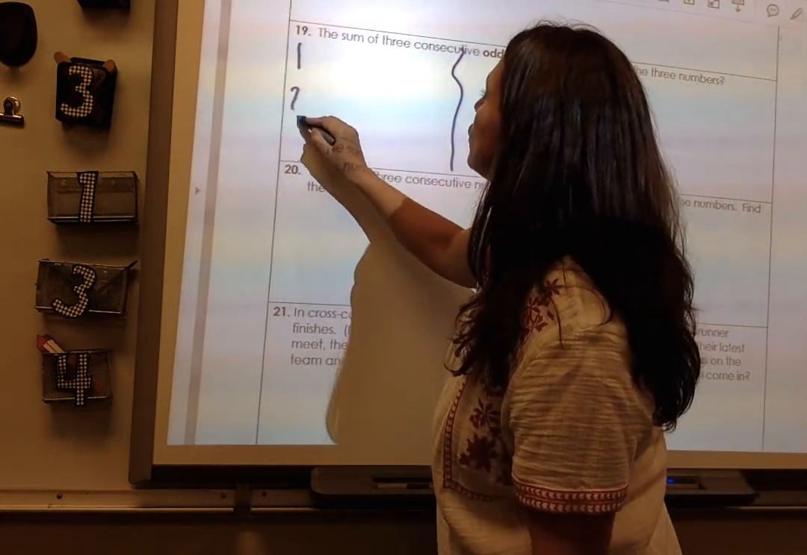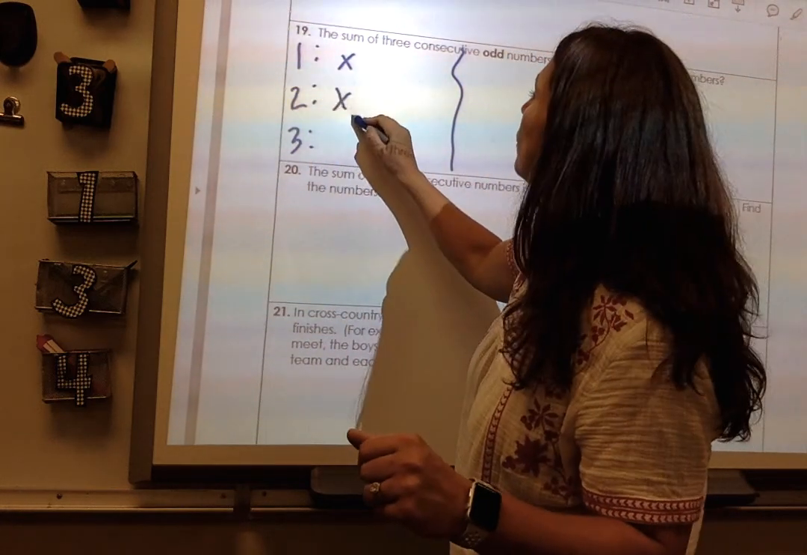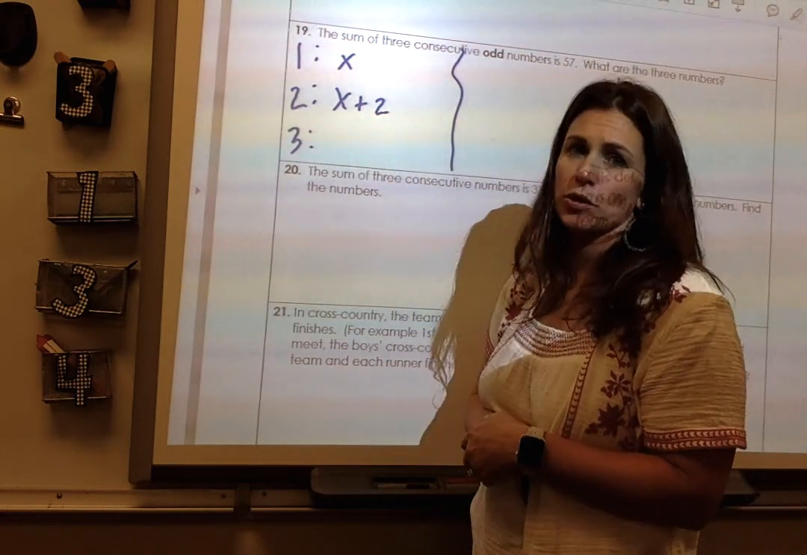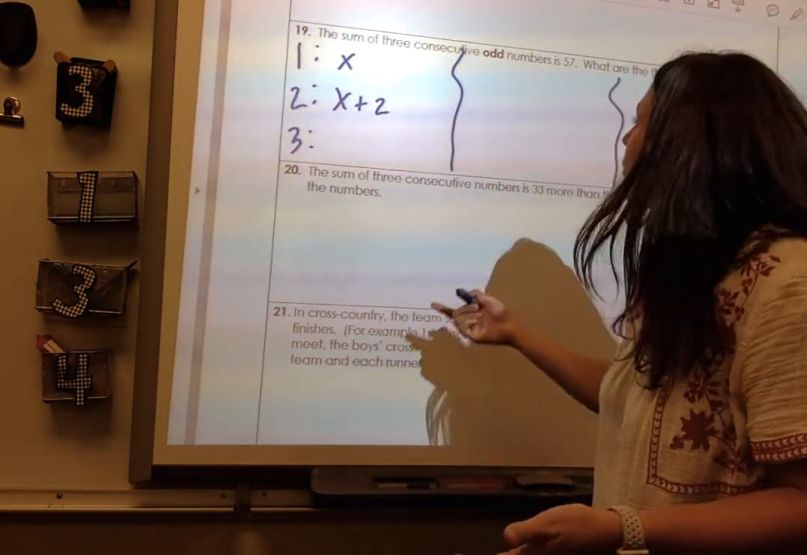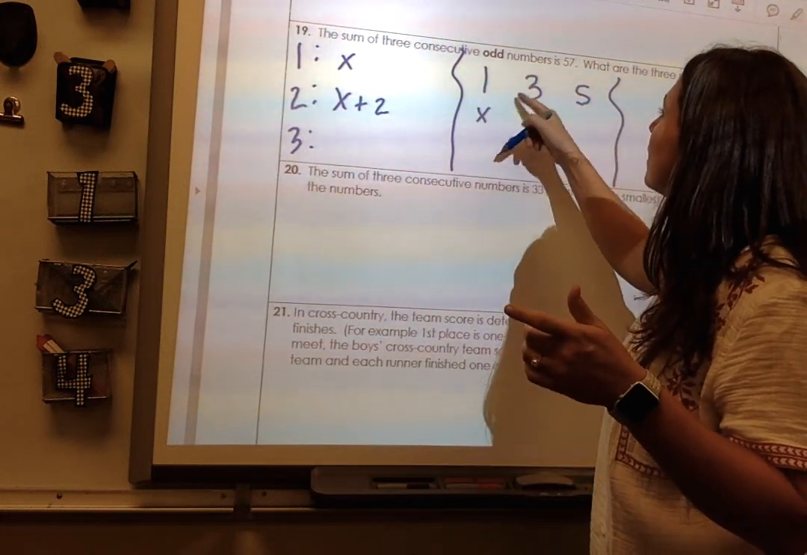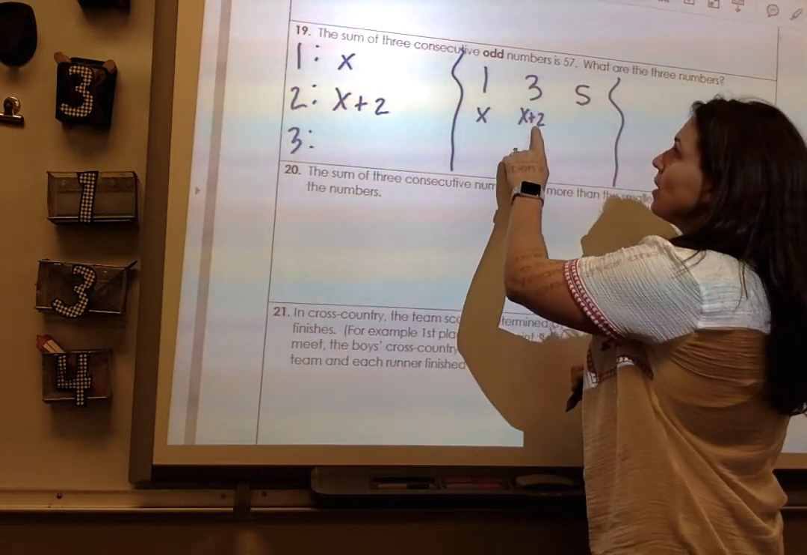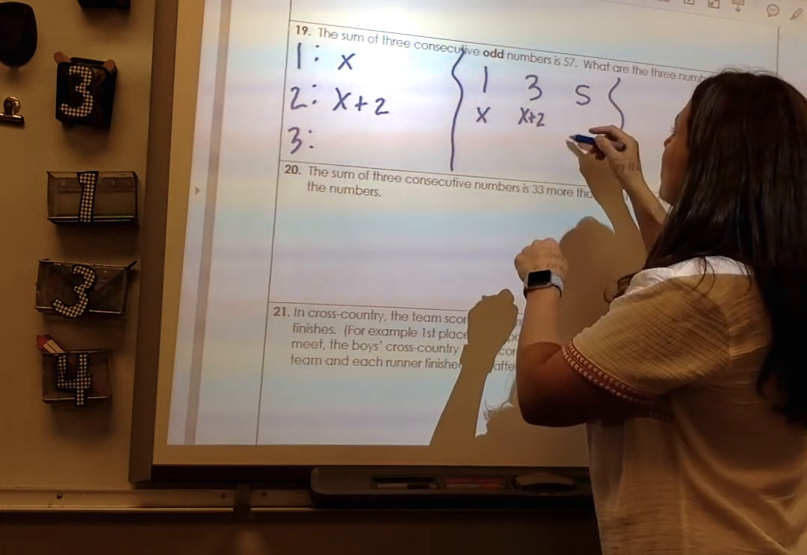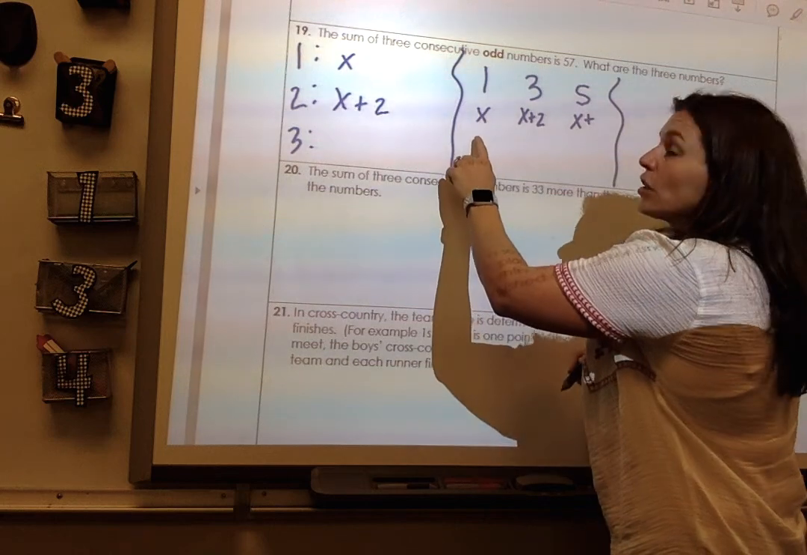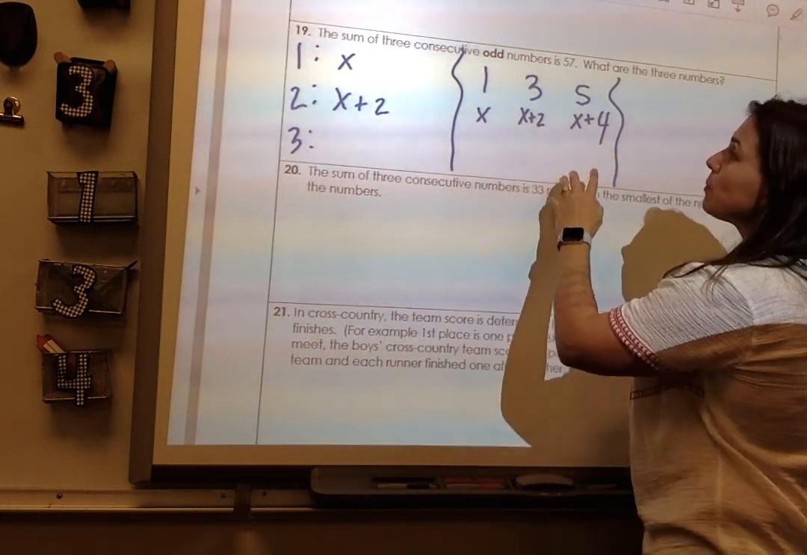So we have 1, 2, 3 numbers. The first one's x. We know the second one's going to be x plus 2. A lot of times students say that this one is x plus 2, but that's not. Let's look at my pattern. My pattern, if I had 1, 3, 5, if this is x, 3 is x plus 2 because it takes the original number and you add 2. That's how we're getting 3. But to get to 5, the next one, it's not x plus 2. To go from the original to 5, I'm adding 4. So it's x plus 4.